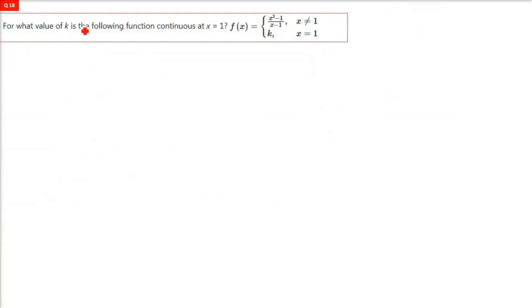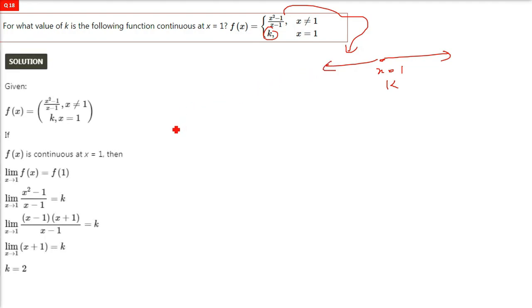For what value of k is the following function continuous at x equals 1? So x equals 1 we have to check. And here, when x is not equal to 1, we have x square minus 1 by x minus 1, and when it is equal to 1, it is k. So since k is given at x equals 1, we can directly apply the limit, right? We can directly apply the limit.